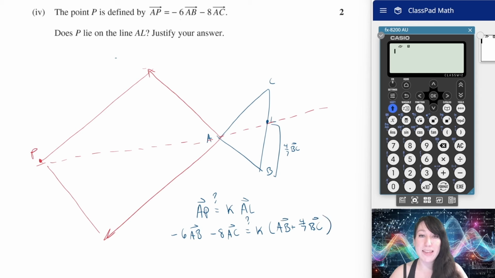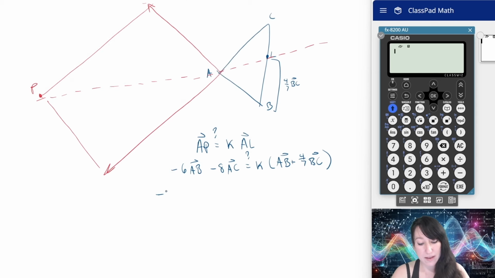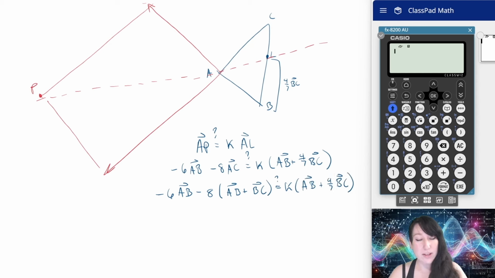Now, let's see if we can get this down to the same 2 vectors on both sides. Both sides have AB, and then we have AC and BC. Now, AC can easily be re-expressed in terms of AB and BC, since AC would be AB plus BC. So we have, and we'll collect like terms.